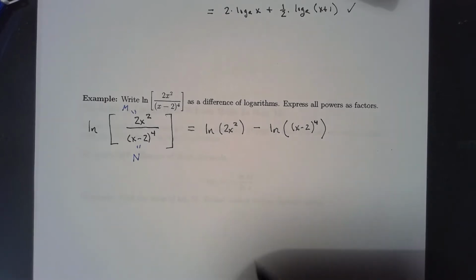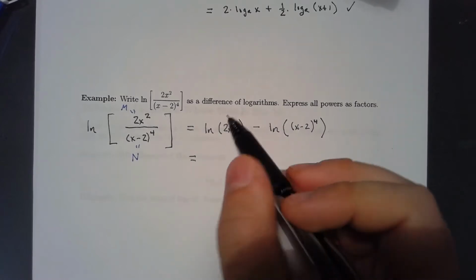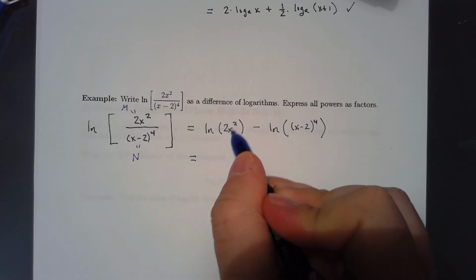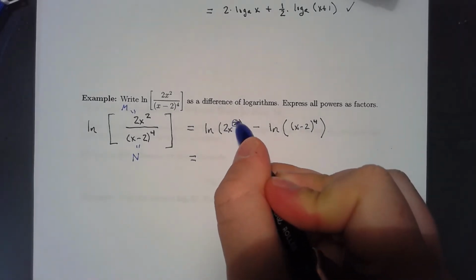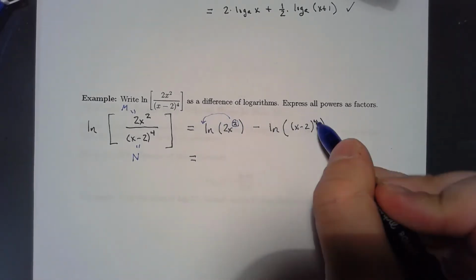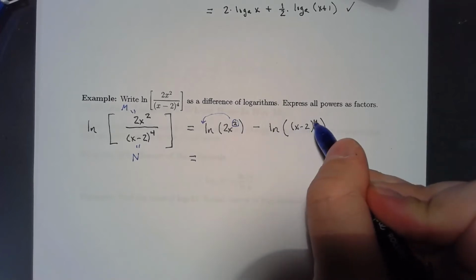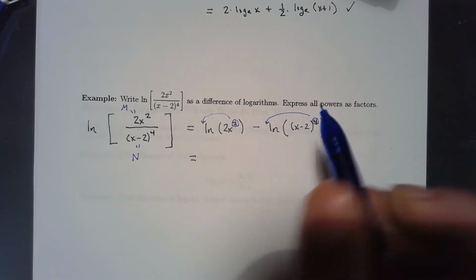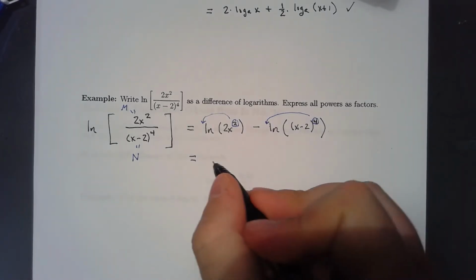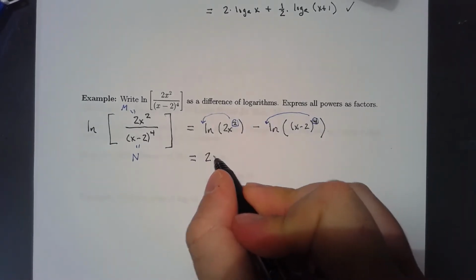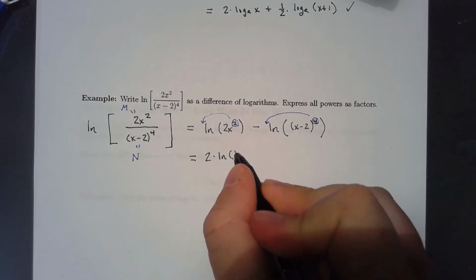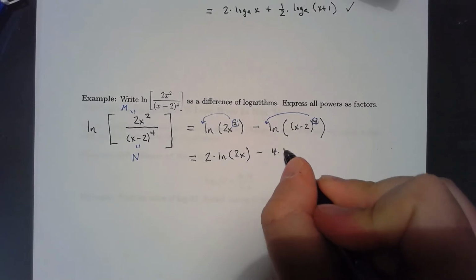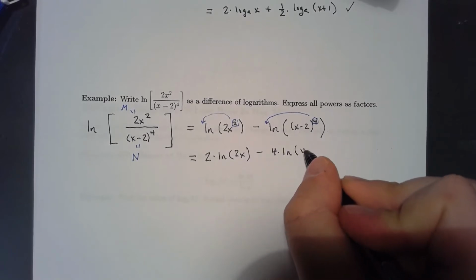Now what do I do? Well, you could see again, and we're going to use property number 5 again, right? I have a log of stuff to a power, so that power could come out front. Same thing here. I have a log of stuff to a power. That power could come out front as a factor. So I'm going to have 2 times ln of 2x minus 4 times ln of x minus 2.